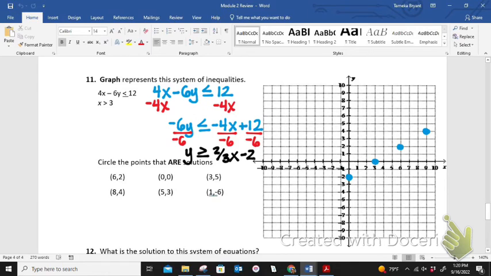What kind of boundary line do we use? Is it a solid line or is it dashed? Solid, good, because it says it's equal to. So let's go ahead and draw our solid line. Okay. So we got our solid line. Now this says y is greater than. So am I shading above the line or below the line? Above. So I'm going to shade above.